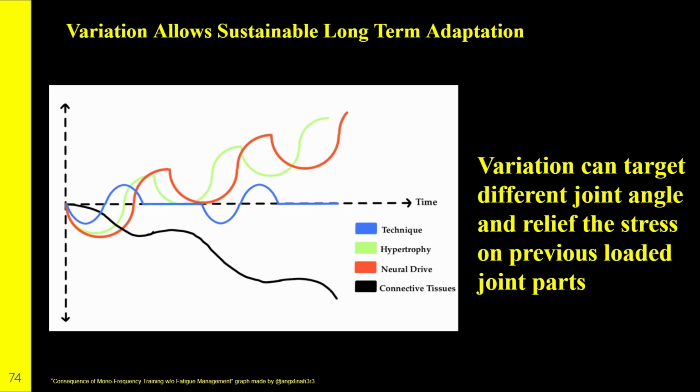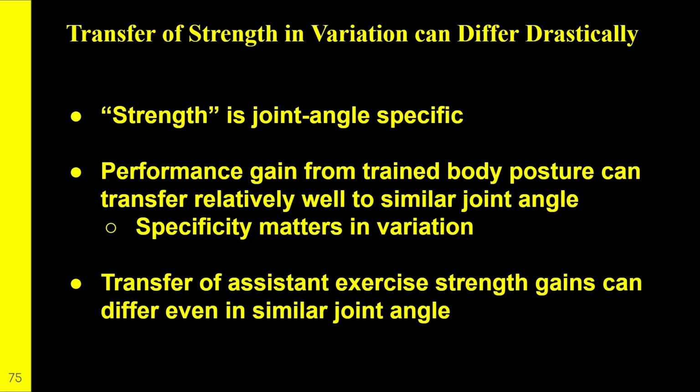Variation can target different joint angles and relieve the stress on previously loaded joint angles. Transfer of strength in variation can differ drastically. Strength is joint angle specific. Performance gain from training a body posture can transfer relatively well to similar joint angles. Let's say we train regular pull-ups, it can transfer relatively well to wide pull-ups. But on the other hand, transfer of assistance exercise strength gain can differ even in similar joint angles.